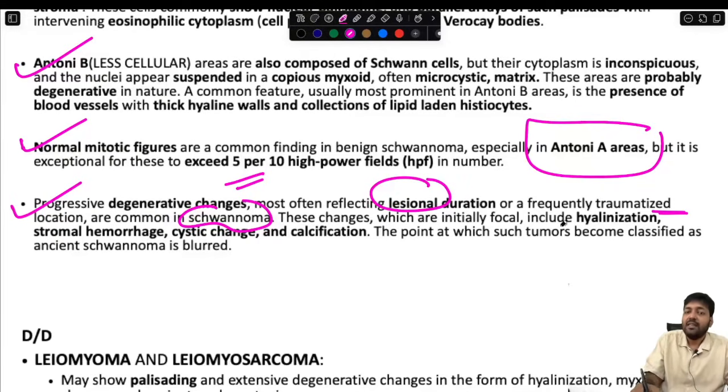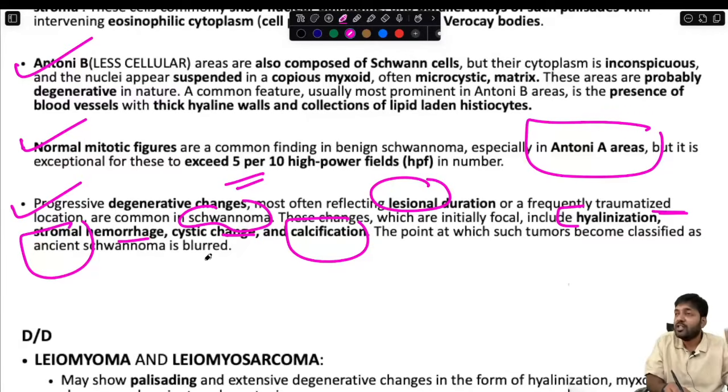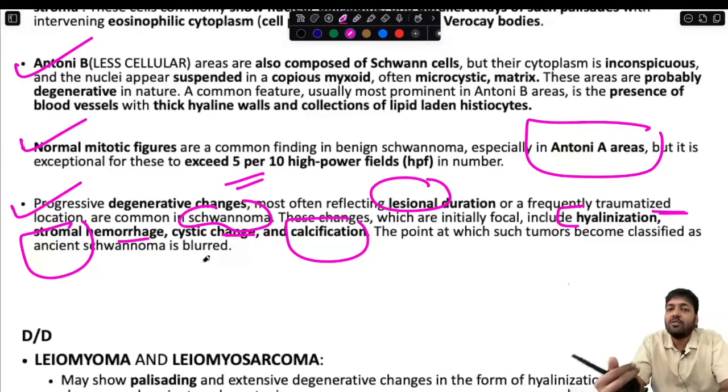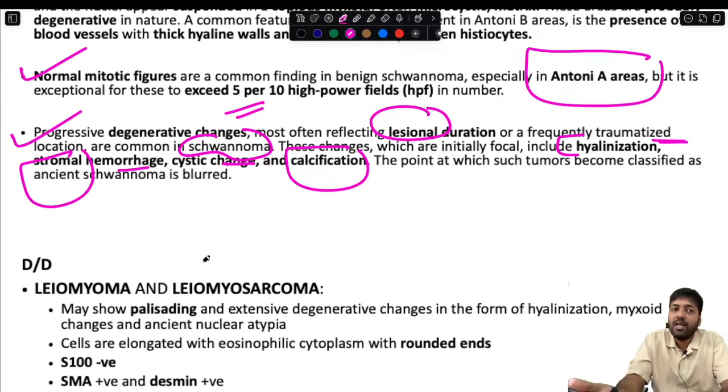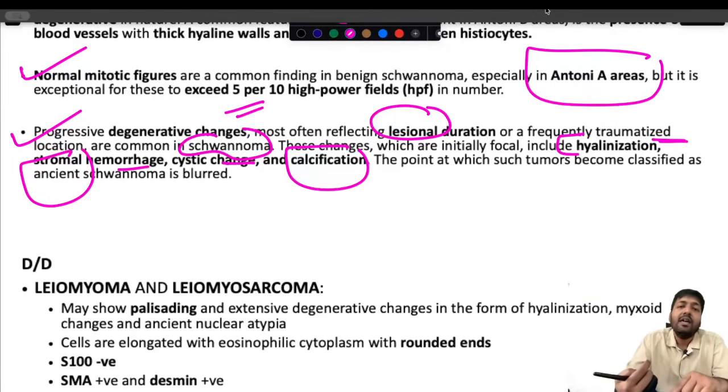What are these? These changes include, initially focal, hyalinization, stromal hemorrhage, cystic change, calcification. The point at which such tumors become classified as ancient schwannoma is blurred. So a long standing schwannoma showing progressive degenerative changes is basically called ancient schwannoma. So the examiner might very commonly ask you, what is an ancient schwannoma? So your answer should be any long standing schwannoma, or those which are subjected to trauma. They show progressive degenerative changes, and this is called ancient schwannoma.